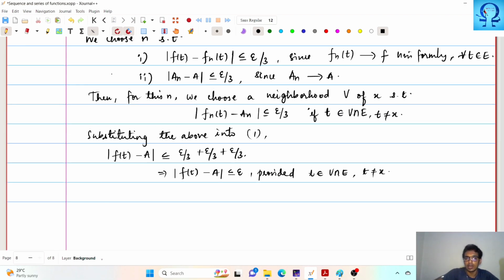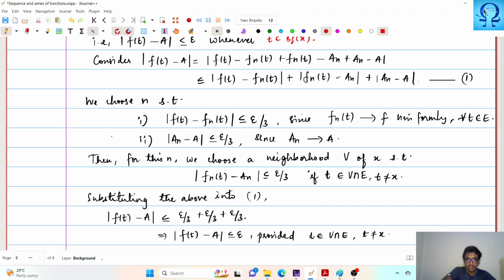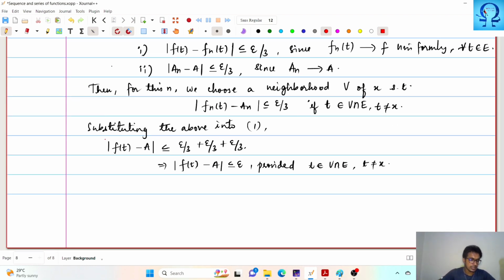So when I was explaining, I told you that whenever absolute of t minus x is less than delta, this is what I told you. But is it a valid argument here? It is valid when your metric space is the set of real numbers. So basically, we should get t in some delta neighborhood of x. That neighborhood we have named v here.